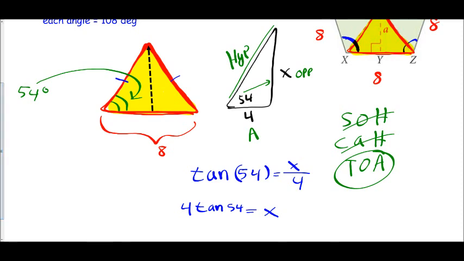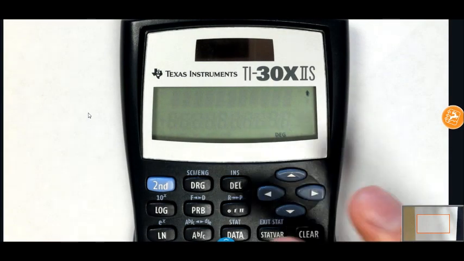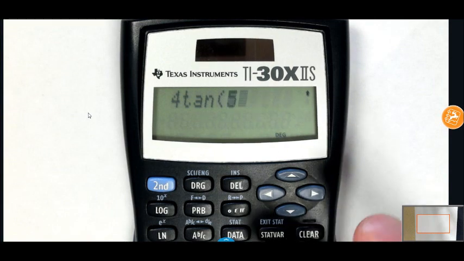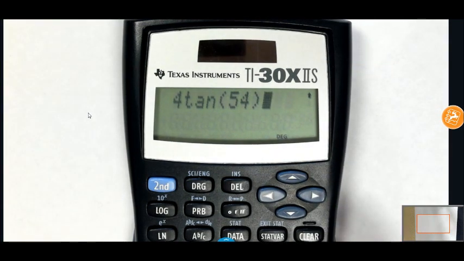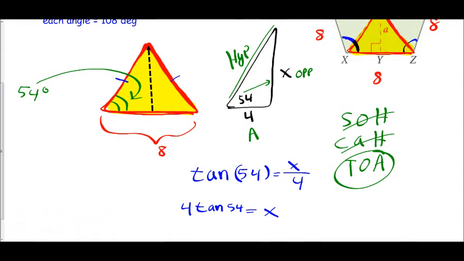So let's go and find that out. 4 tangent of 54. So I clear. I type in 4. I don't really need to type in multiplied by. It knows 4 tangent of 54 is 5.506, I guess. So if we have that, it's 5.506, so x equals 5.506, and there we are.